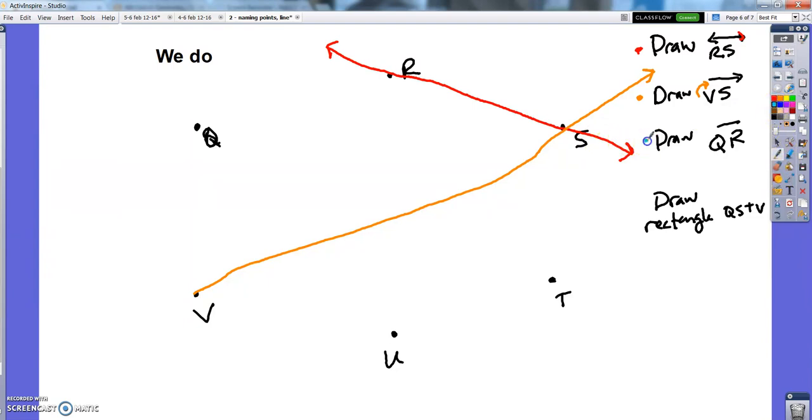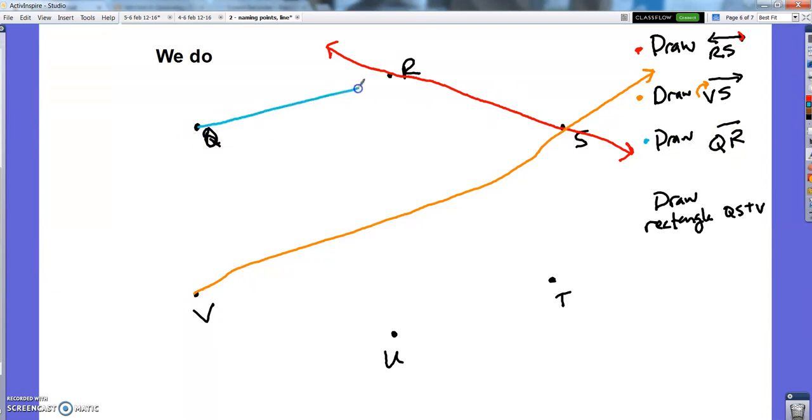Alright, in blue, I'm going to draw a line segment QR. So line segment, I just connect, but I don't keep going. QR, just like that.